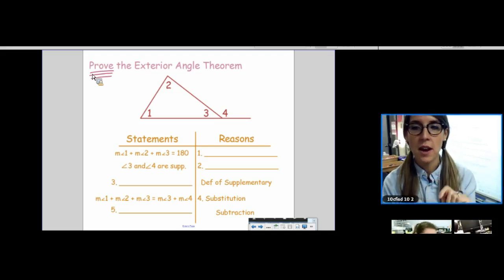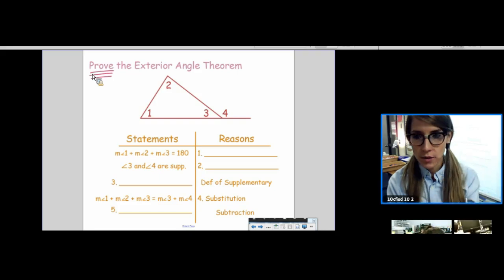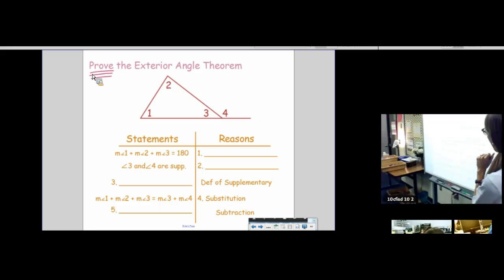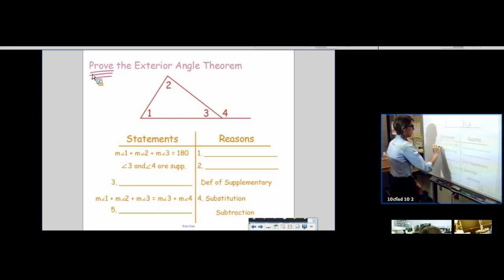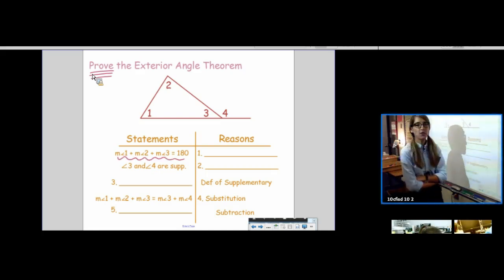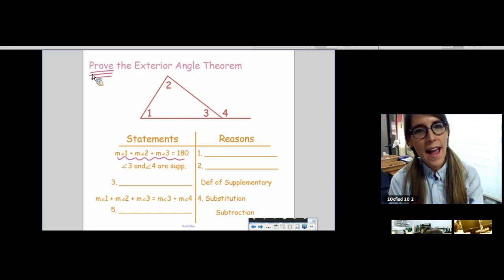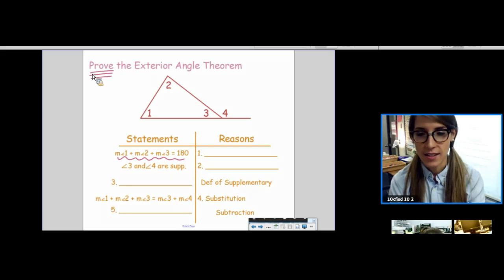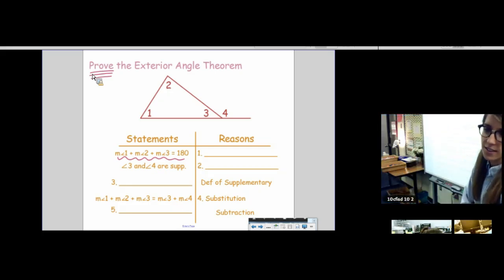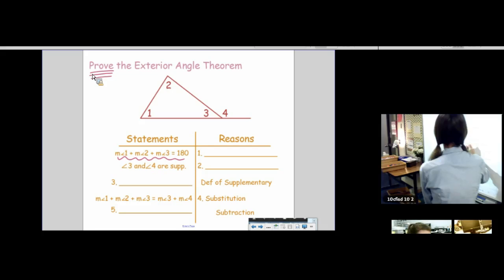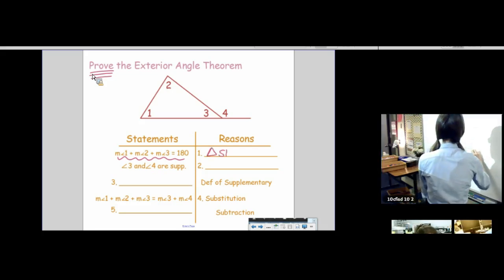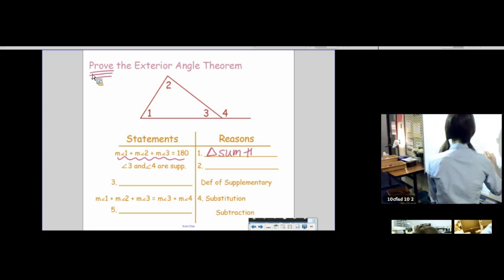So we know the exterior angle theorem says the measure of angle 1 plus the measure of angle 2 equals the measure of angle 4. Well, let's prove it using theorems we already know. All right, the first statement. We're going to say that the measure of angle 1 plus the measure of angle 2 plus the measure of angle 3 equals 180. Why are we allowed to say that? What theorem allows us to say that? Yes, the Triangle Sum Theorem.